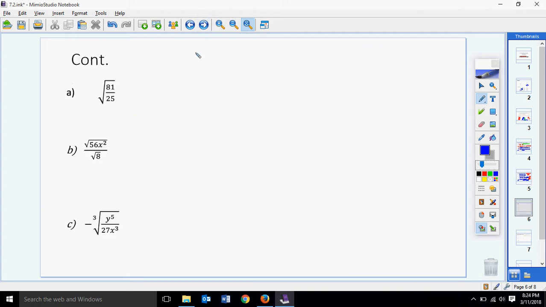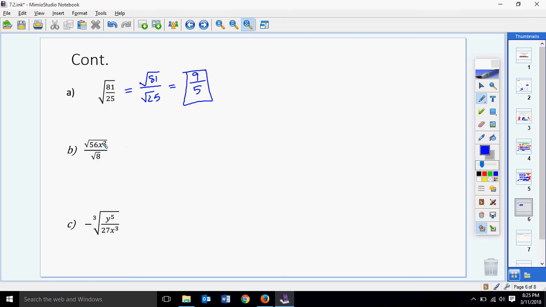All right, now this looks like quotient rules since I have fractions. Remember, I can break this up. So if it's the square root of 81 over 25, that means it's the square root of 81 over the square root of 25. These are both perfect square numbers. The square root of 81 is 9 and the square root of 25 is 5. So 9/5 is my final answer.